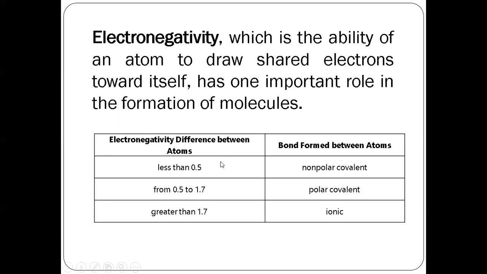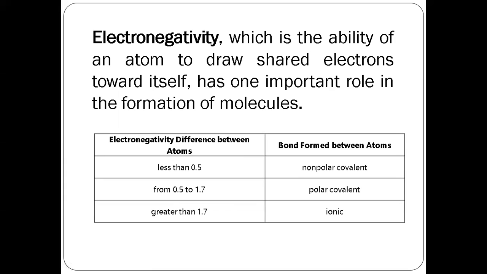So, pag yung difference between the atoms, ibig sabihin, kung pinag-subtract natin yung dalawa, yung difference nun is less than 0.5, automatic yung bonding ng atoms na yun ay non-polar covalent. Another, from 0.5 to 1.7, yung difference ng dalawang atoms, it's either two or more atoms. So kung umabot ng 0.5 hanggang 1.7 yung difference niya, the bond formed between the atoms is polar covalent. Okay, polar covalent yung tawag pag 0.5 to 1.7.